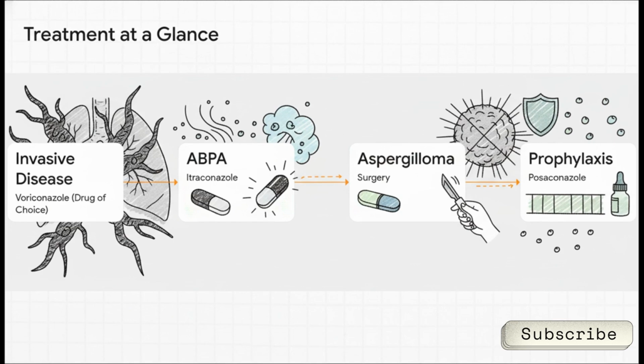For invasive, life-threatening disease, the drug of choice is voriconazole. For the allergic form, ABPA, it's itraconazole. For a single fungus ball, an Aspergilloma, we often don't even use drugs at all. We call on the surgeons to just remove it. And finally, to prevent infection in very high-risk patients, we use prophylaxis with posaconazole. Just know these 4 scenarios.